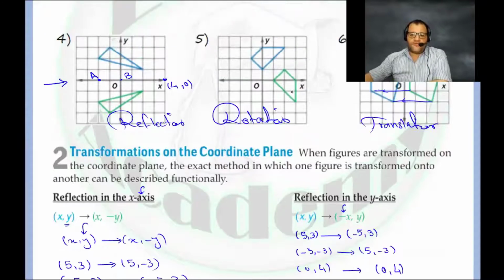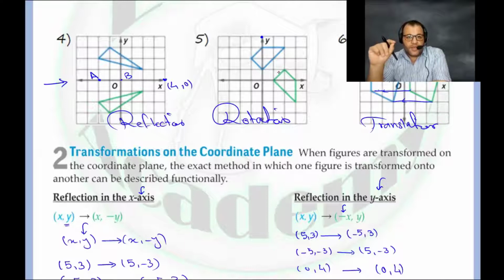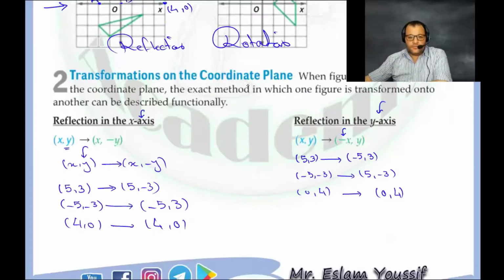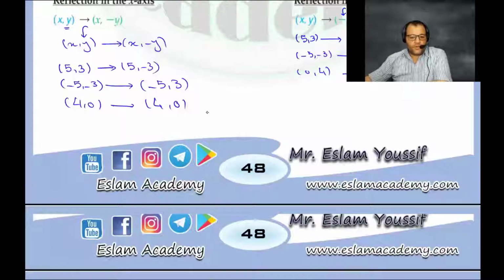If you look at 0 and 4, you will find that it belongs to the y-axis. And if you want to find its image with respect to the y-axis, its image will be the same. So for any point that belongs to the line of reflection, its image will be the same. Do you get the idea for this one? Yes. Is it clear now? Yes. Okay.